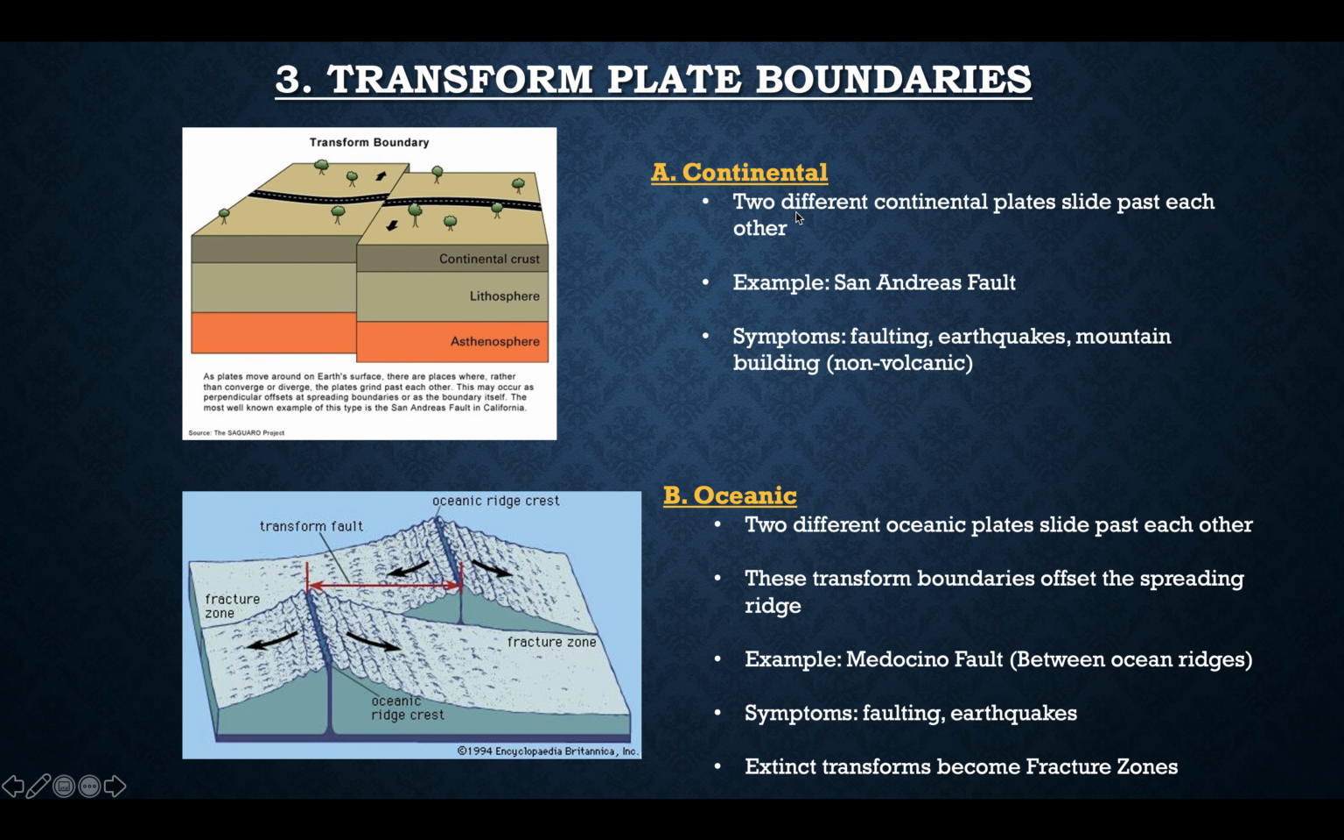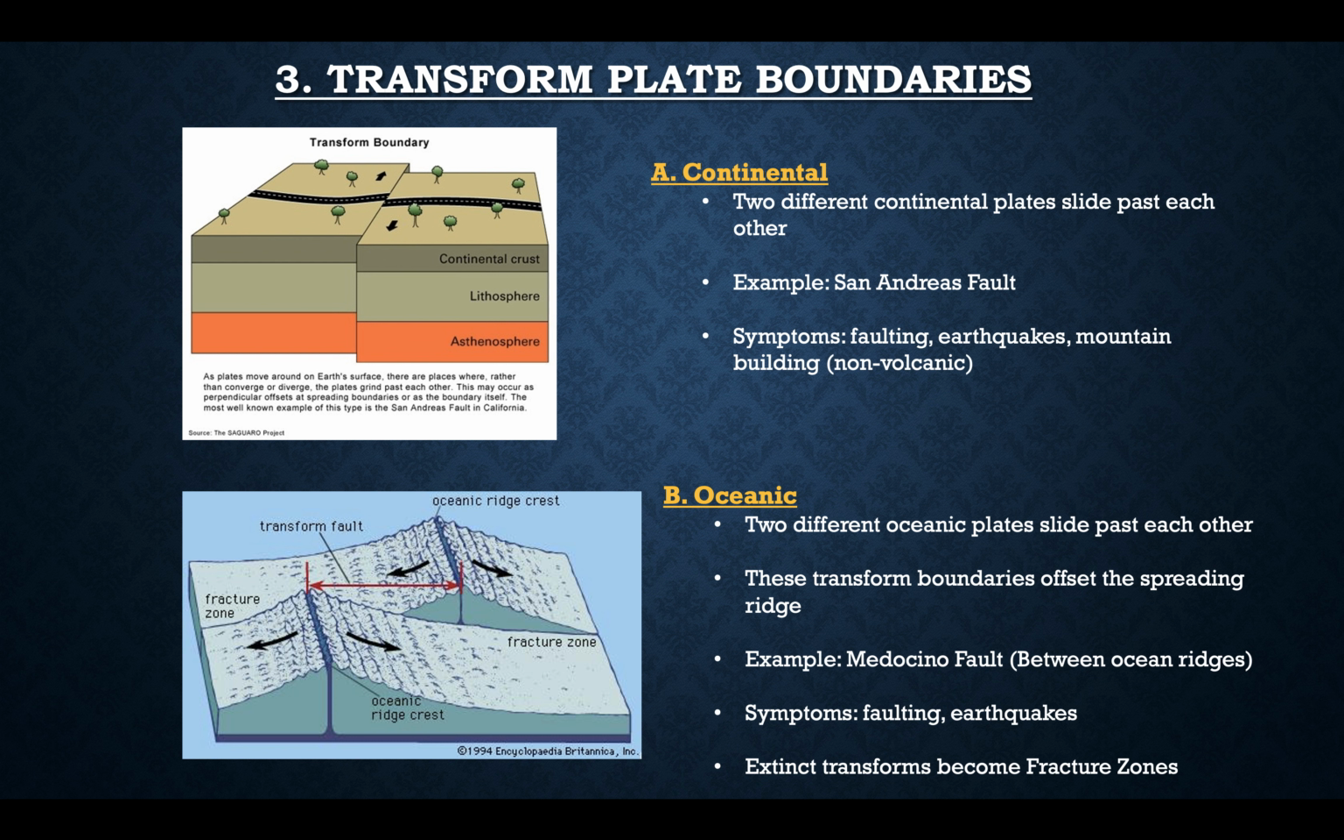So transform can be either continental or oceanic. We know that the San Andreas is a continental transform plate boundary, right? So here you can imagine this as being the San Andreas Fault. Two different continental plates are just sliding past each other. They're not colliding or moving away. They're just sliding past. And so because of that, you get faulting and earthquakes, as you know, and mountain building, but there's no volcanoes because nothing is being pushed down into the mantle. They're just sliding past one another. So that's why we don't have an active volcano here in Los Angeles, right?